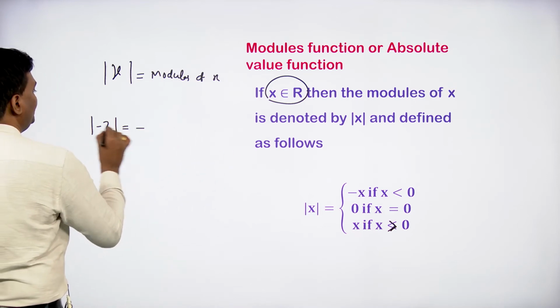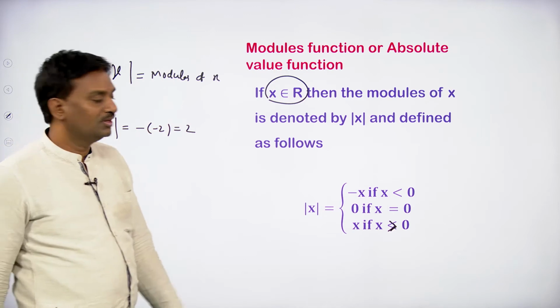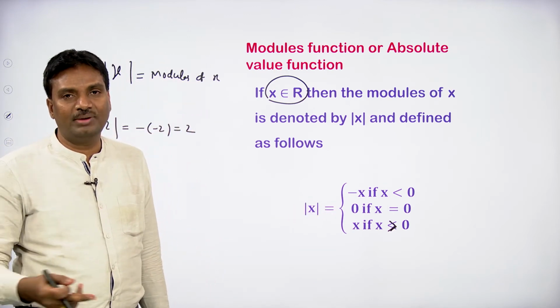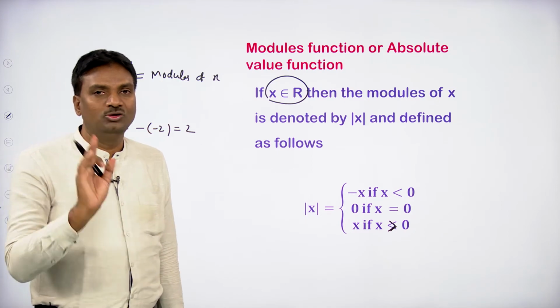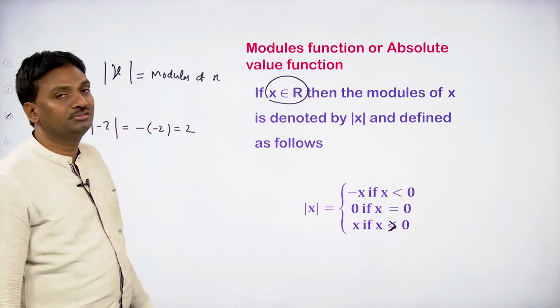So minus of, in place of x we have minus 2. So minus of minus 2 gives plus 2. In place of x, if you take any negative number, so minus 1, minus 2, minus 3, minus 4.5, you may take any negative real number, after simplification you will get a positive value.